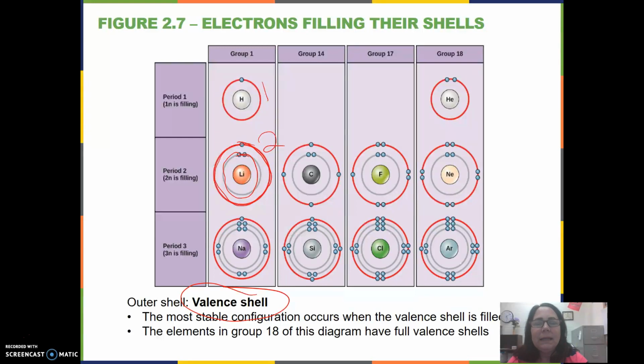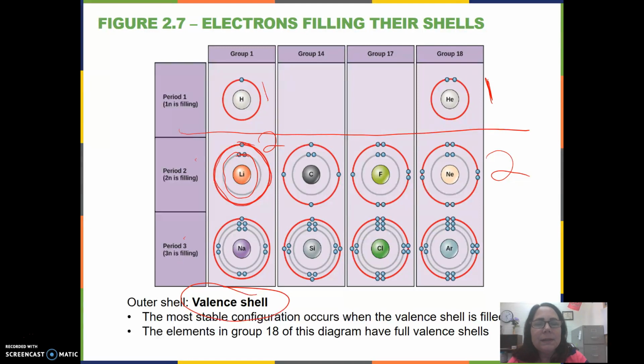So these are showing you that whatever period the atom is in, period 1, period 2, period 3, will tell you its valence shell. So if it's in period 1, or row 1 on the periodic table, like hydrogen and helium, then it will have electrons in the first valence shell only. And if it's in period 2, it will have electrons in the second valence shell only.